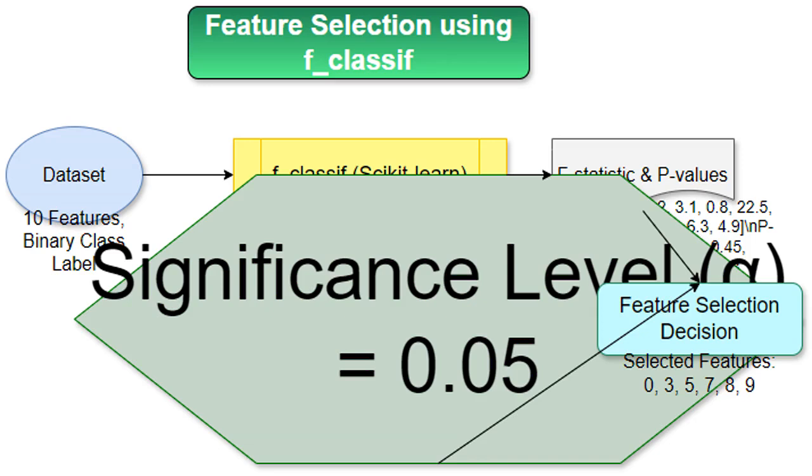This is my threshold for deciding if a feature is important enough to keep. It's a common value used in statistics. I will only consider a feature to be important if its probability of being wrong, the p-value, is less than 5%. It's like setting a bar. Only features that clear this bar get selected.